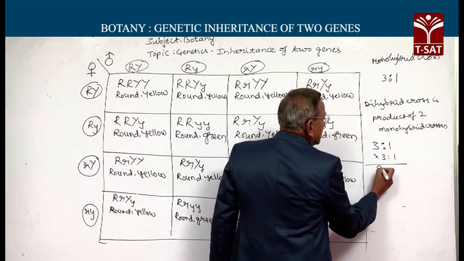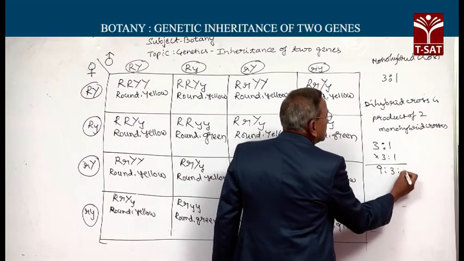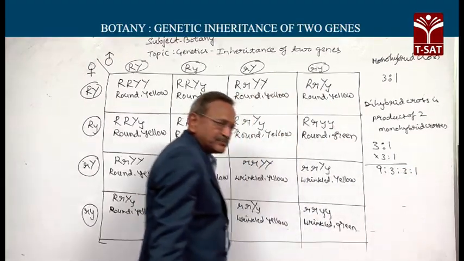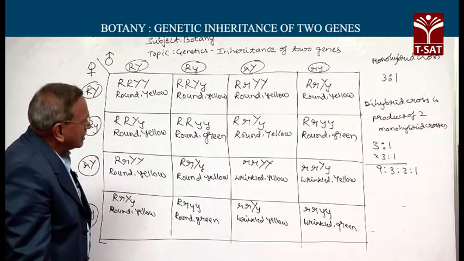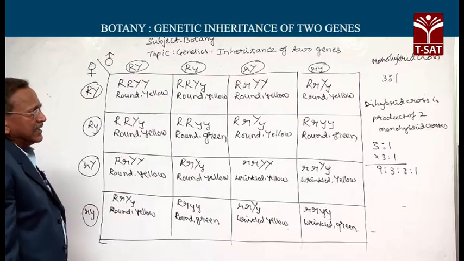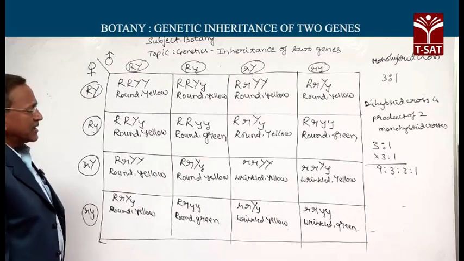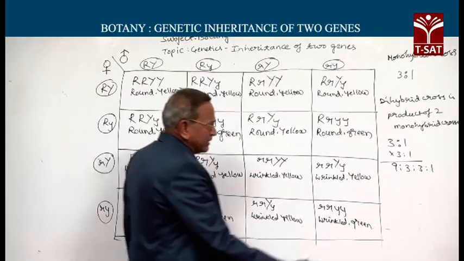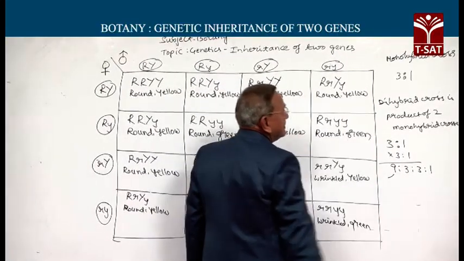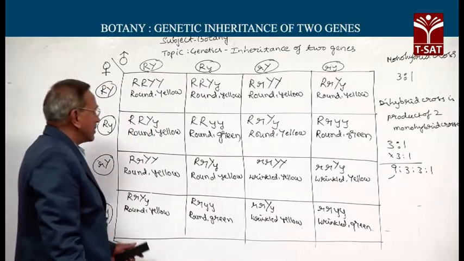It must be 9:3:3:1. This is the phenotypic ratio that is expected in a dihybrid cross where complete dominance is seen. So let us count 9. What kind of progeny will be? 9 out of 16 total.